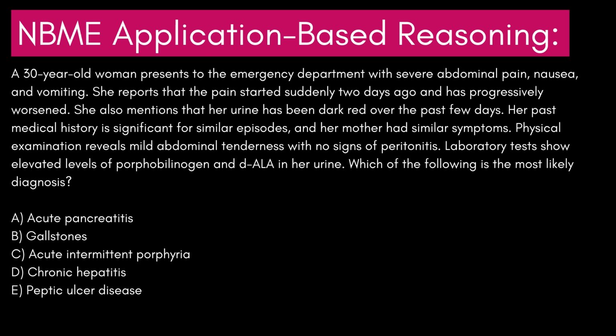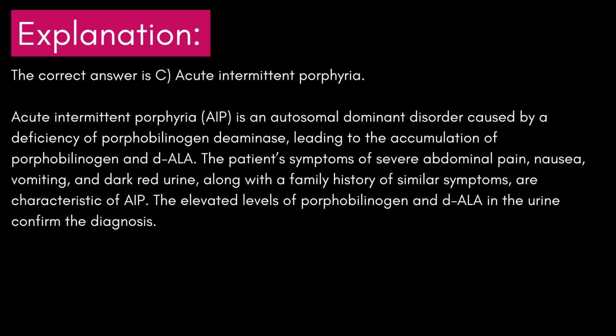All right, I think I gave you guys enough time here. I'm going to move on to see what the correct answer is and what the reasoning behind it is. If you need more time, feel free to pause the video. Otherwise, moving on now. The correct answer is C, acute intermittent porphyria.